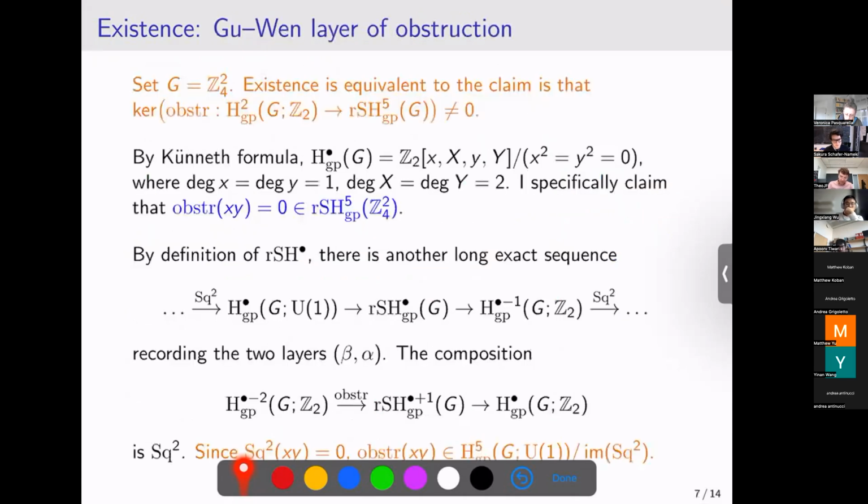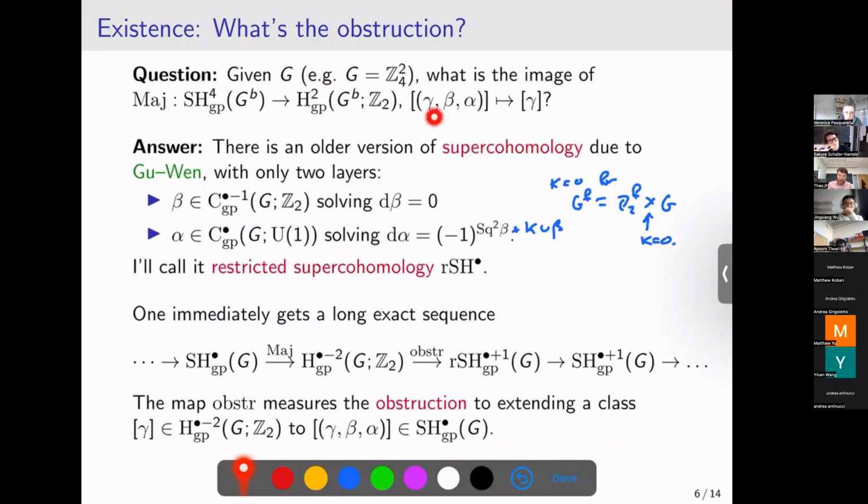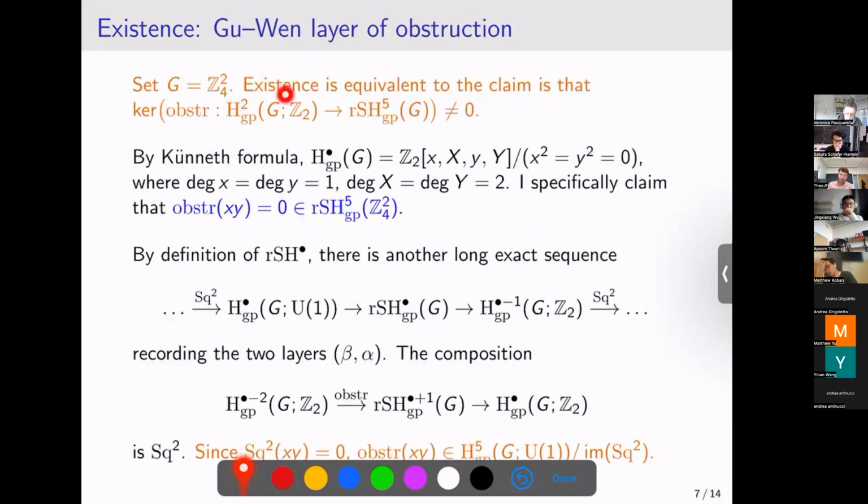Okay, so now I'll start quoting facts. What I want to do is to show the following. I wanted to show that Majorana had a non-trivial image of this map. To show that this map is non-trivial is the same as to show that the obstruction map has a non-trivial kernel. So I want to prove that the kernel of this obstruction map is not 0. That's all I need to do. And I'm going to give you an explicit class in this. So let me do it.